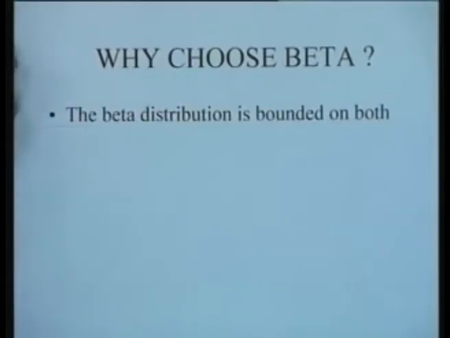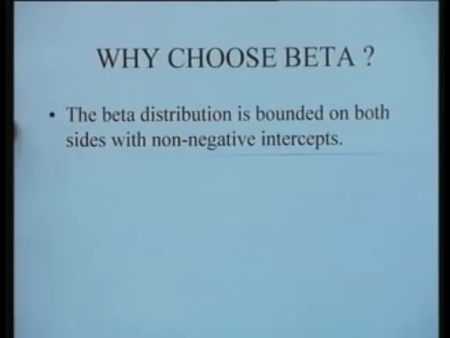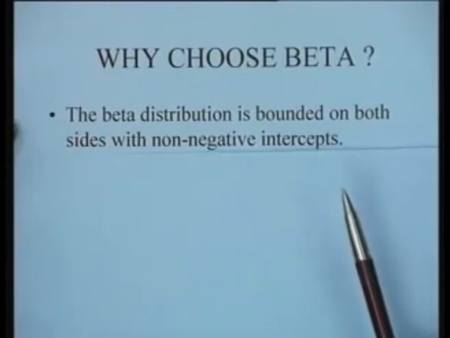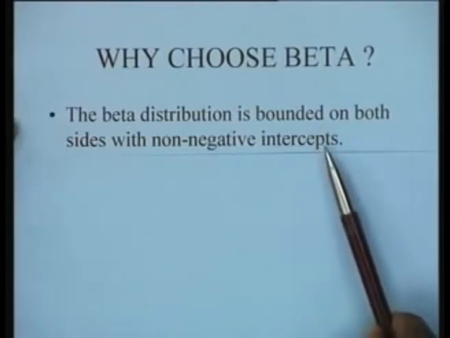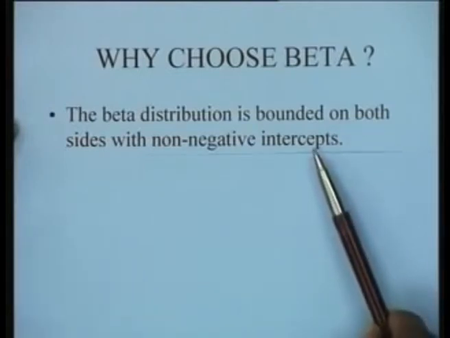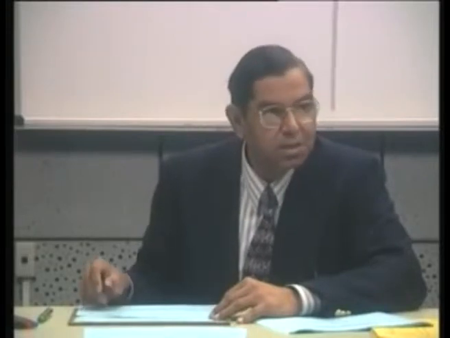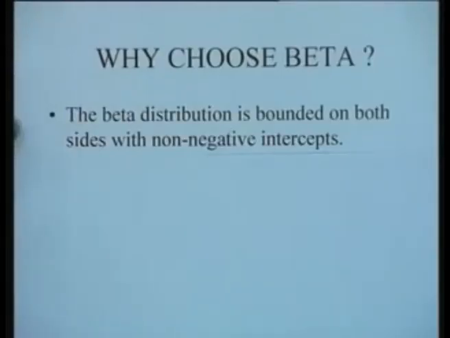So beta has certain properties which we can see, and we see that it favors the time representation of the distribution of time. First thing is, the beta distribution is bounded on both sides with non-negative intercepts, unlike, for instance, a normal distribution, which extends from minus infinity to plus infinity on both sides. So the two non-negative intercepts can be very conveniently given the interpretation of the optimistic and the pessimistic times, the minimum possible time and the maximum possible time. This is one property of the beta distribution.